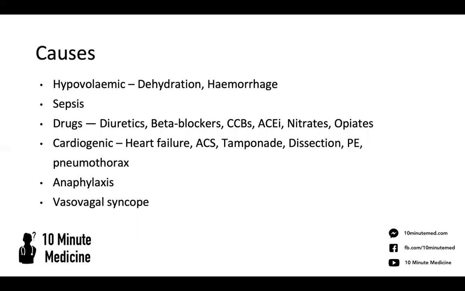Other causes could be cardiogenic, so patients with heart failure, patients in ACS, tamponade, dissection. Then you have more serious, obviously these are all serious things, including pulmonary embolus, pneumothorax. And so assessing for things like chest pain, shortness of breath, or pleuritic chest pain is very important. Then we have things like anaphylaxis. Obviously in an anaphylaxis, you treat as per the ALS protocol, that we will bring up in a later video. And then finally, one of the causes, of course, is vasovagal syncope, and that's just something that should resolve almost immediately, so you shouldn't be too concerned about it.